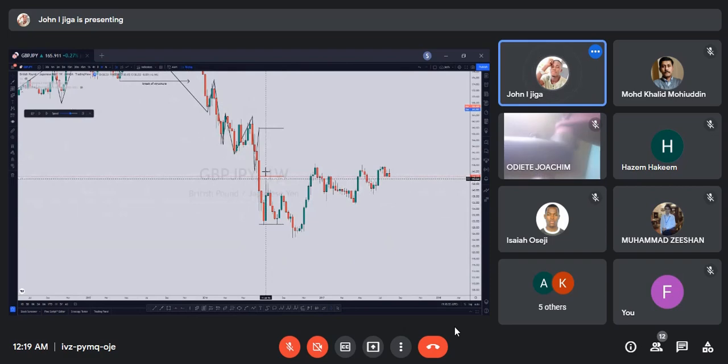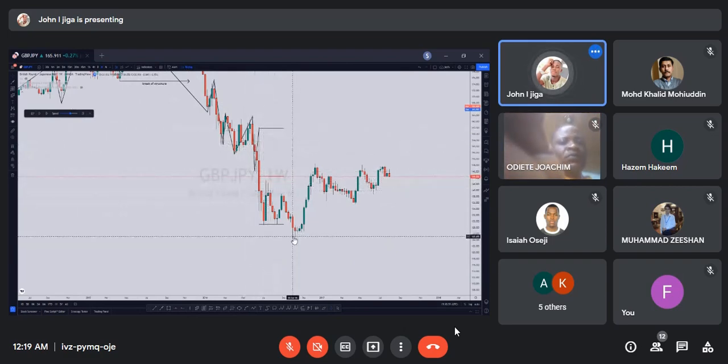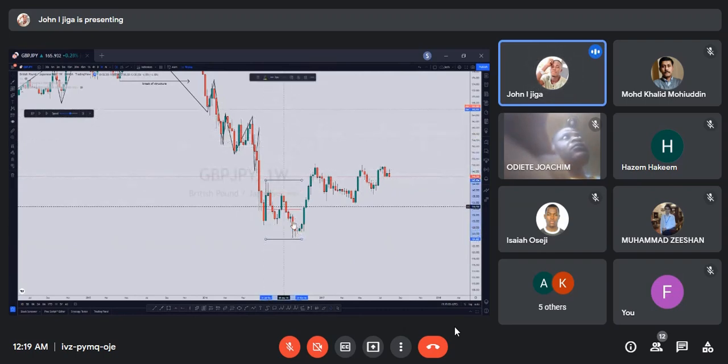Okay, so now we see price returns back up, creates a higher low without entering into premium. Then what does price do? Price returns back down and then creates a lower low. So this becomes the new range. All right. Now we're not expecting price to reverse anytime soon. We're just going to be following the structure. And what do we find?